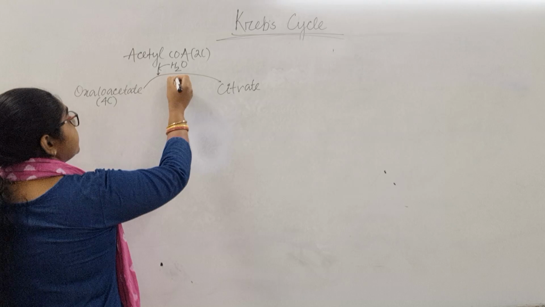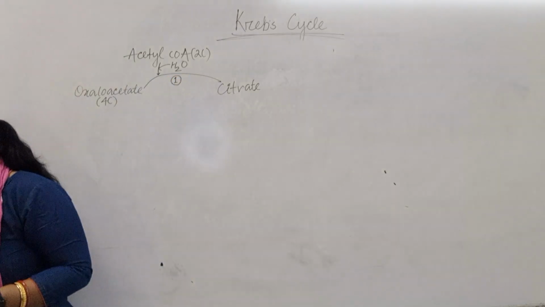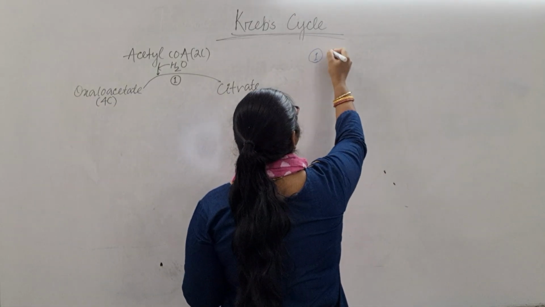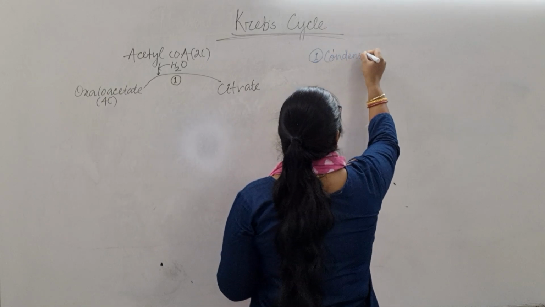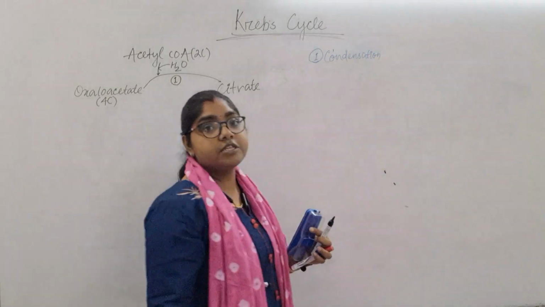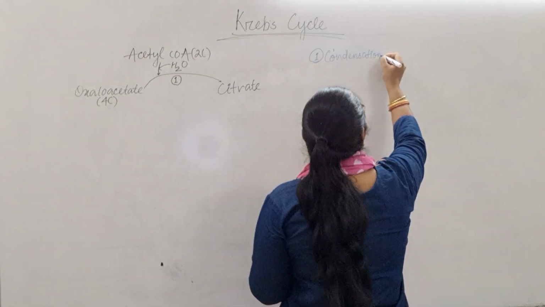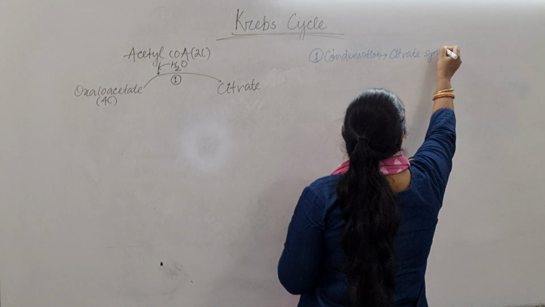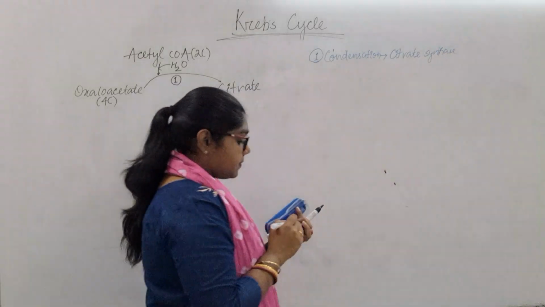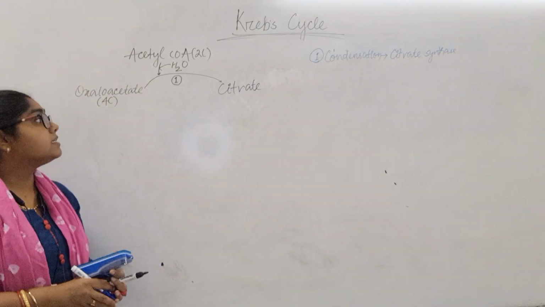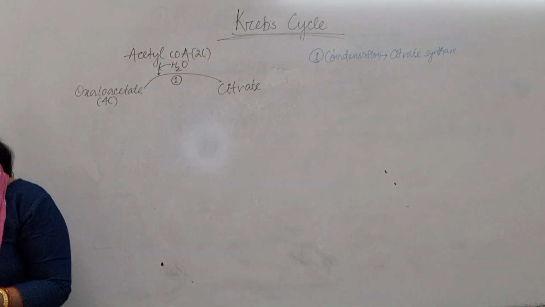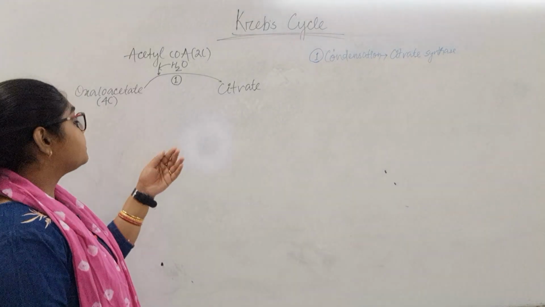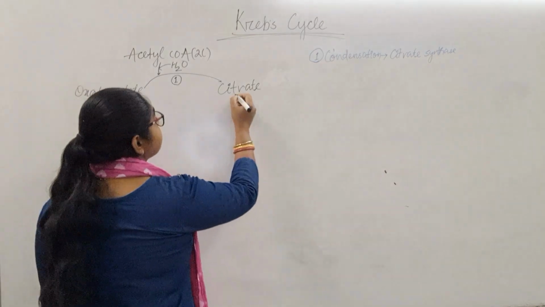Now the first reaction here is known as condensation, and the enzyme responsible in this reaction is citrate synthase. In the first step, this acetyl coenzyme and the previously present oxaloacetic acid react together with a water molecule and produce the first stable product of the Krebs cycle, that is citrate.